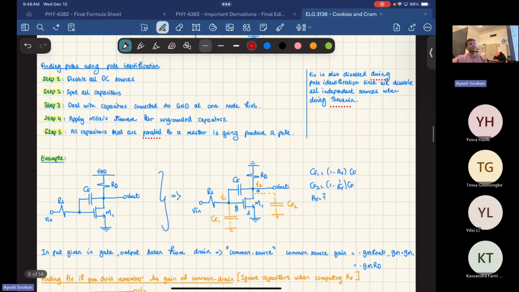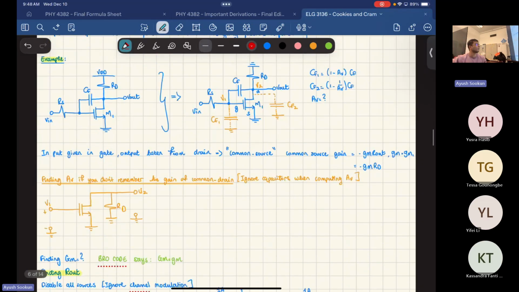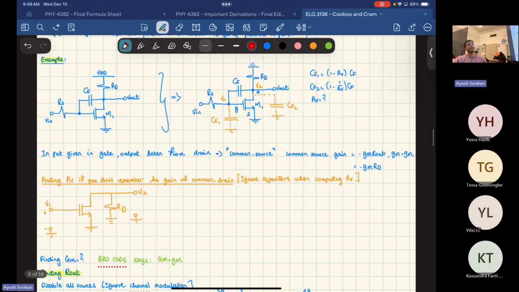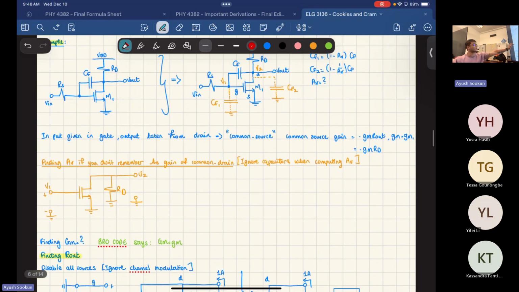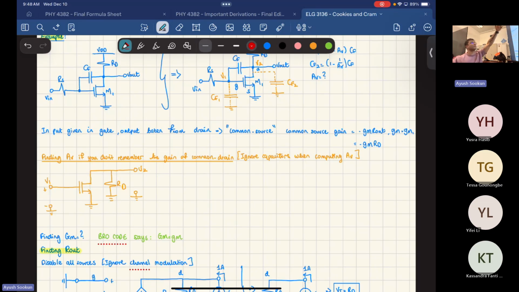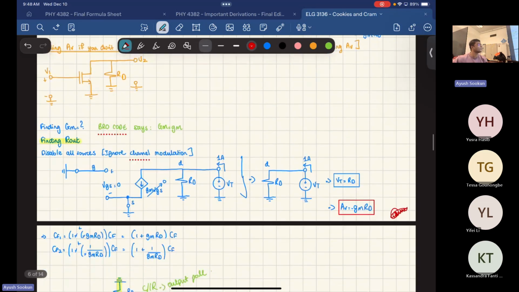Then all you have to do is take this gain and plug it into your equation, and you have your capacitors CF1 and CF2. If you don't remember that the gain of the common drain is minus GMRD, you can always do the analysis here. I didn't do the analysis, but you can put it here and do the analysis. You will get minus GMRD and you have your capacitors CF1 and CF2 from there.